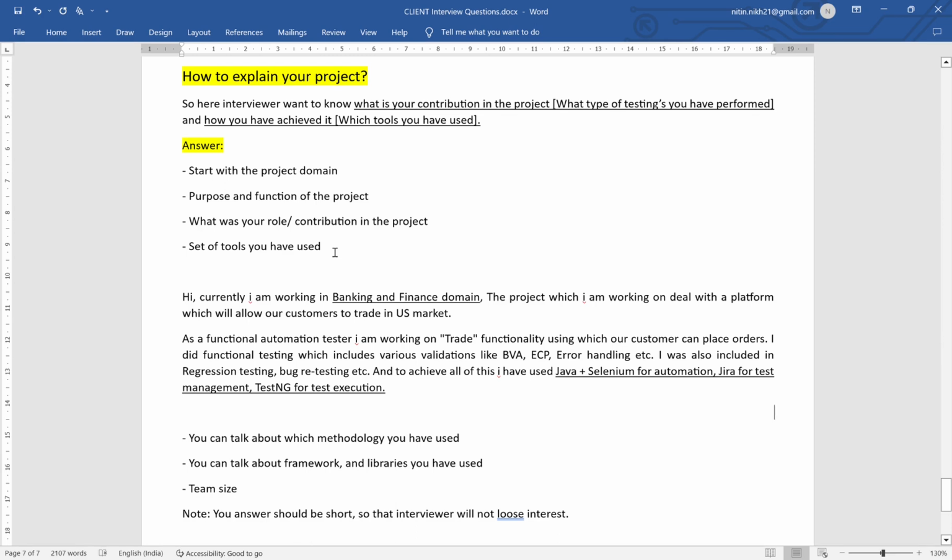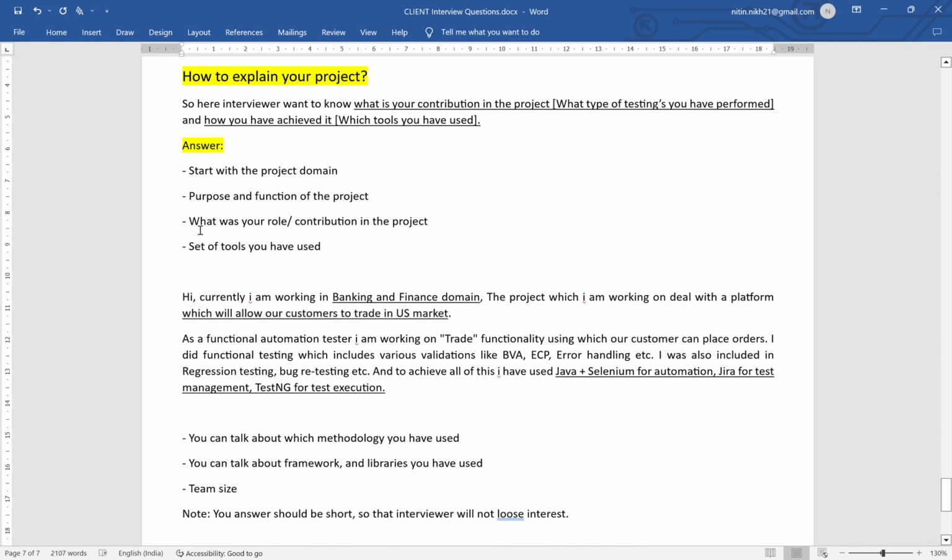So the normal answer could be like, hi, currently I'm working in the banking and finance domain. The project which I am working on deals with the platform which will allow our customers to trade in the US market. So here we have covered what is the domain of your project as well as what is the function of your project or your application.